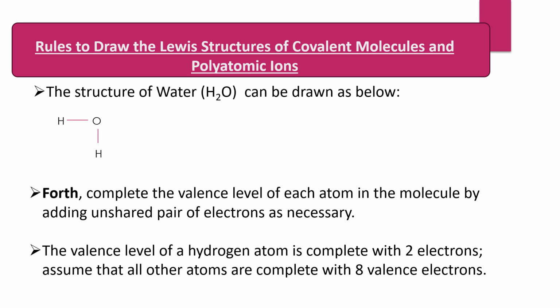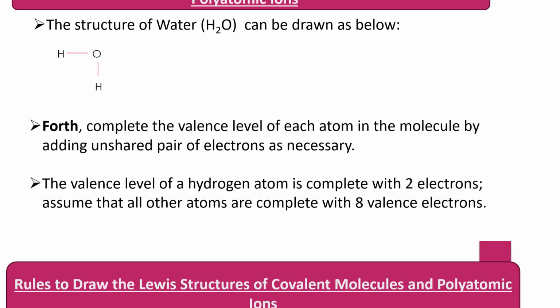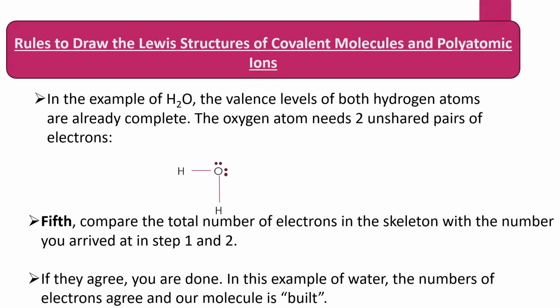Fourth, complete the valence level of each atom in the molecule by adding unshared pairs of electrons as necessary. The valence level of a hydrogen atom is complete with 2 electrons. Assume that all other atoms are complete with 8 valence electrons. Example of H2O, the valence levels of both hydrogen atoms are already complete. The oxygen atom needs 2 unshared pairs of electrons.